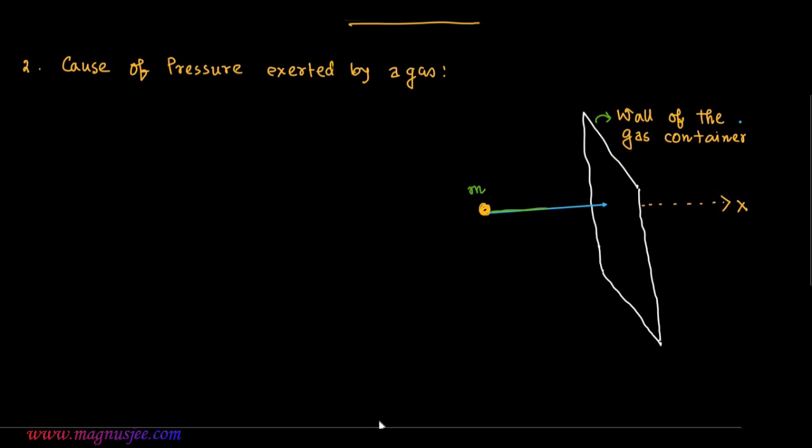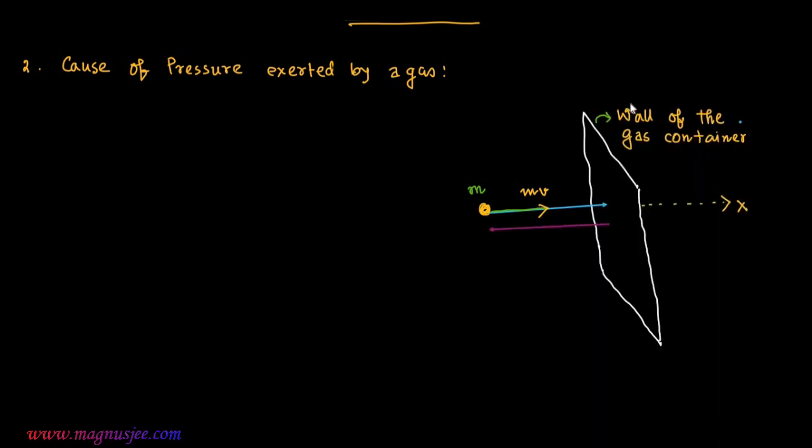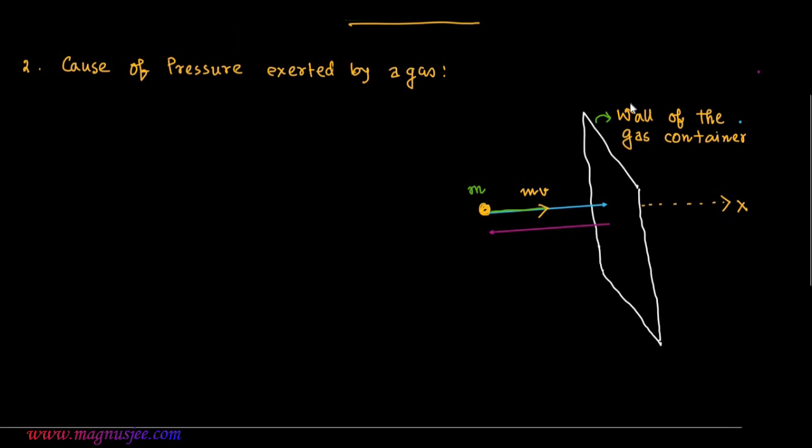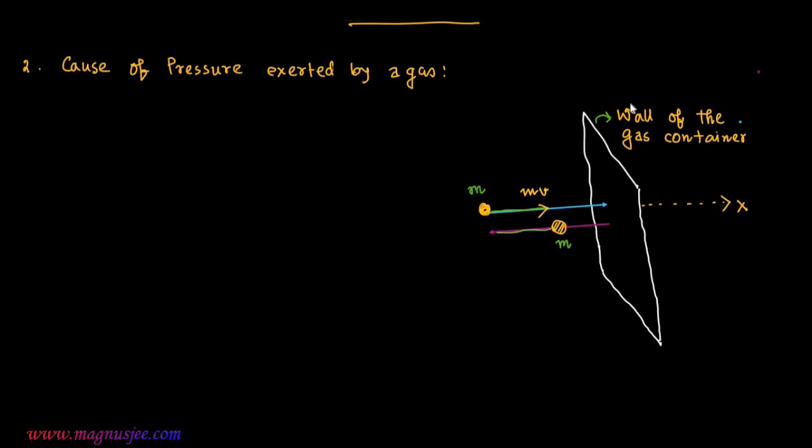The molecule of mass M is moving with velocity v and with the linear momentum mv along x axis and collides elastically with the wall of the gas container. As this collision is elastic, the same molecule will be reflected back with the same linear momentum mv. Change in linear momentum of this gas molecule along x-axis will be delta P equal minus mv.